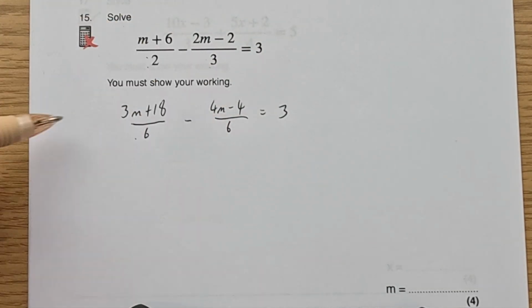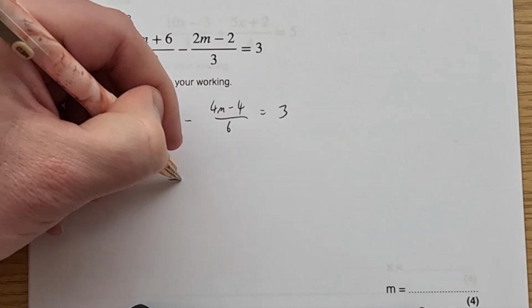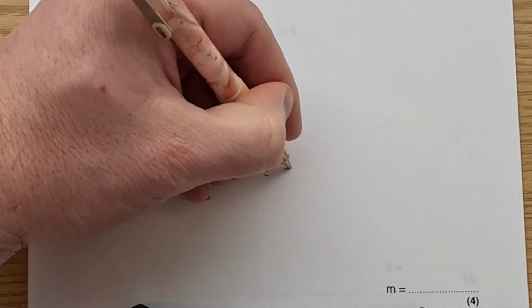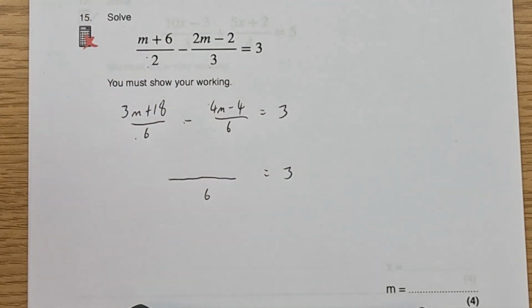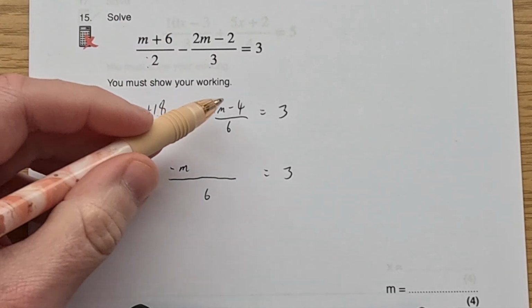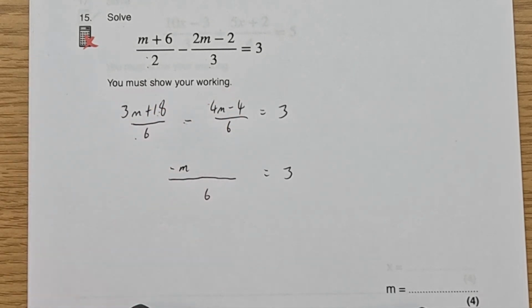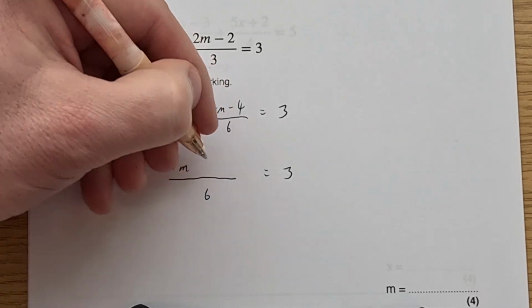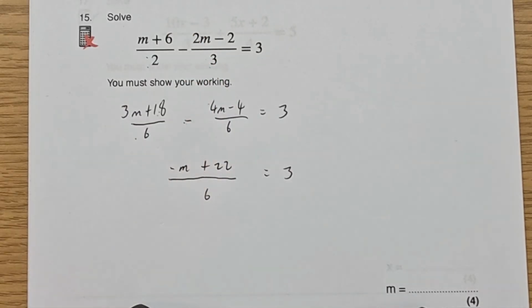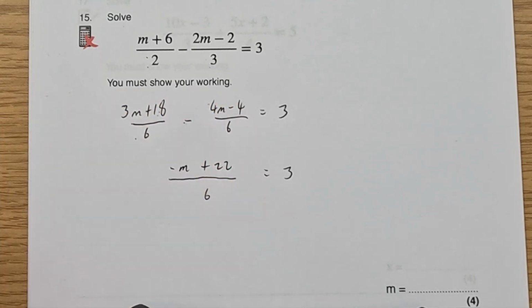So this is fantastic. We've got two fractions with the same denominator. So let's simplify it. So we're going to have something over 6 equals 3. 3m, take away 4m, that's going to be minus 1m, or just minus m. And then we've got 18, subtract minus 4. So 18 minus minus 4. Whenever you're subtracting a negative, you're going to add it on. So it's going to be 18 plus 4, and that's going to be plus 22. So just to recap that, 18 minus minus 4 would be 22.